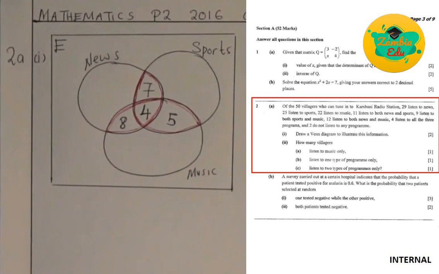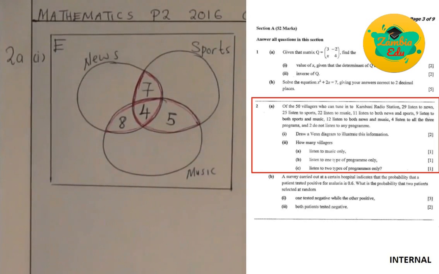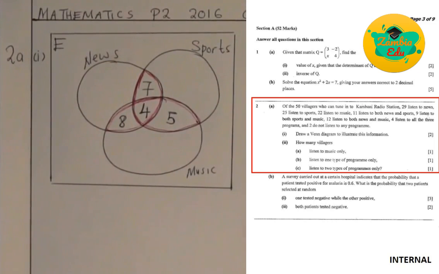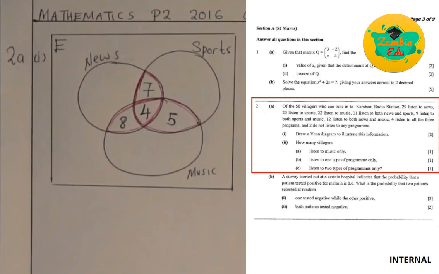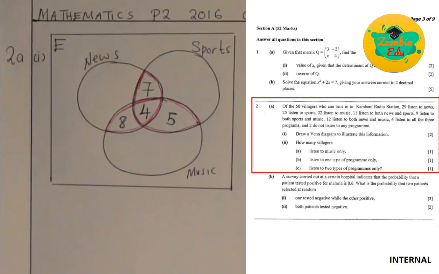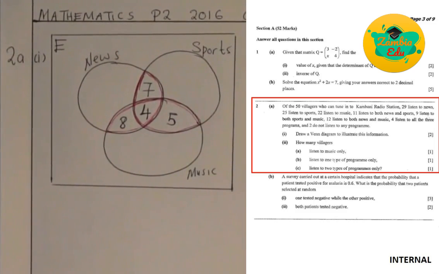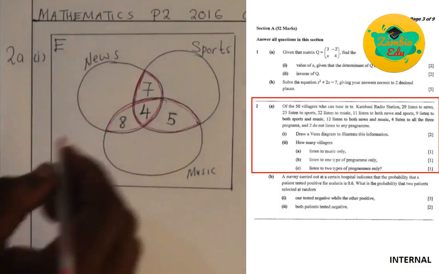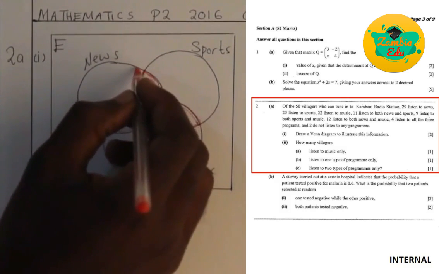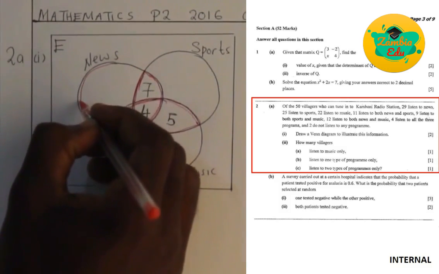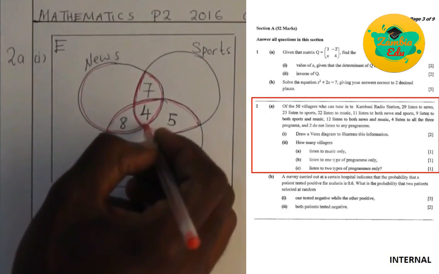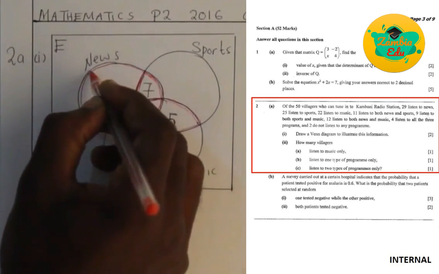We will now begin to fill in the total number of people that listened to news. According to the question, we are told that 29 people listened to news. And when we look at our Venn diagram, we notice that the people that listened to news are represented by this circle, this whole entire circle.